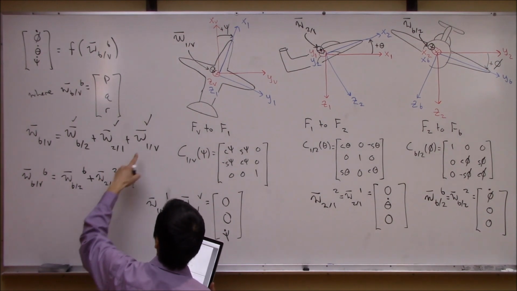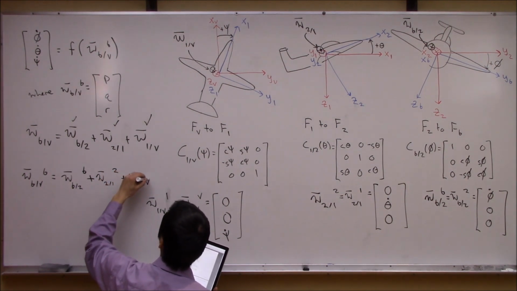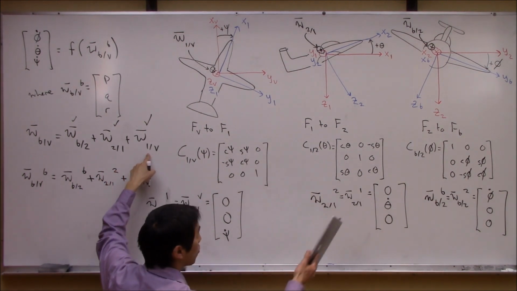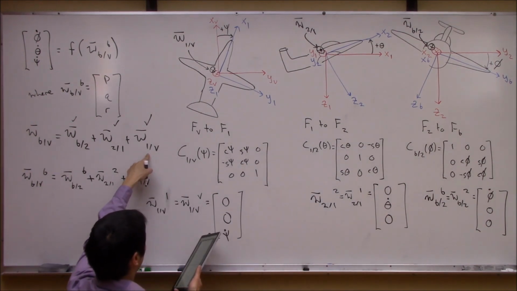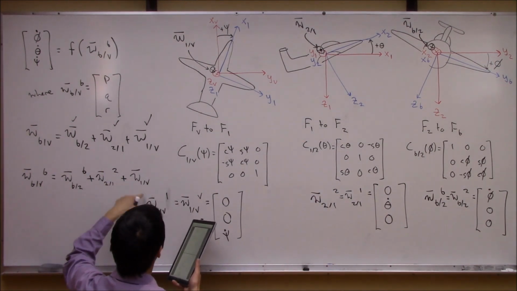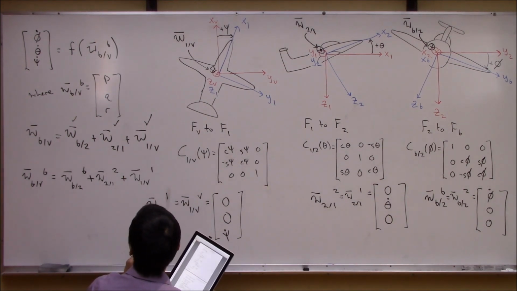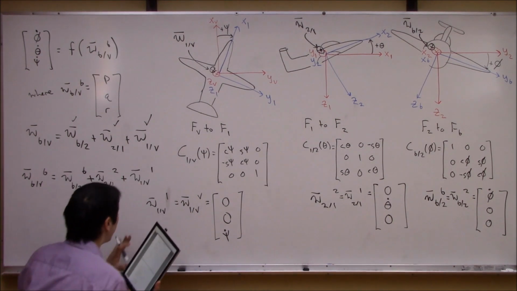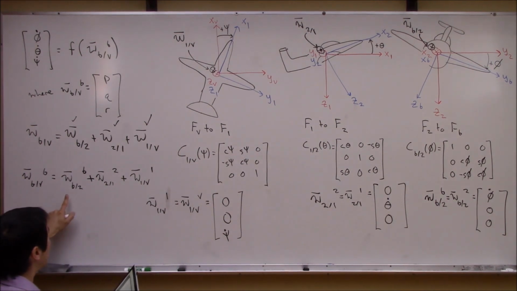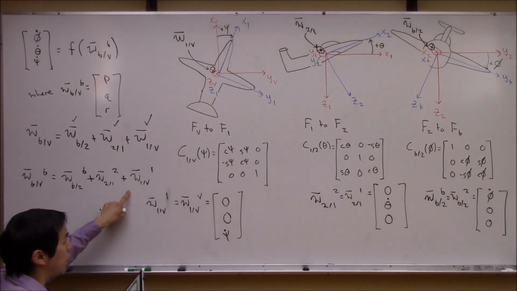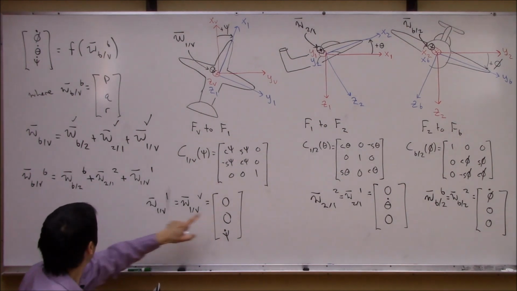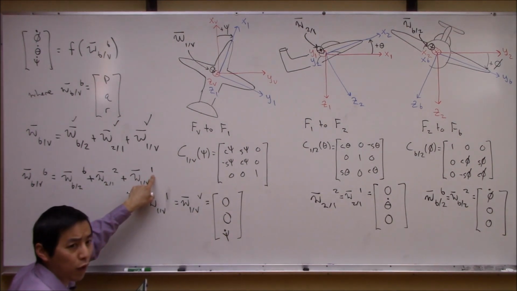And then finally, the third one, this is omega 1 with respect to v. That is right here, and we have this expressed in the 1 frame. Great. So this is still a valid equation. The only problem is now I can't add these straight across, because they're all expressed in different frames.